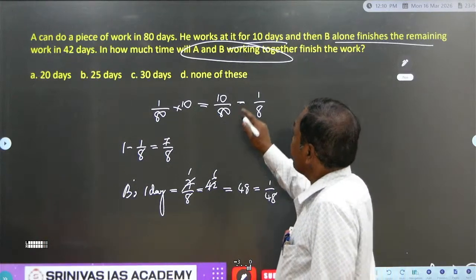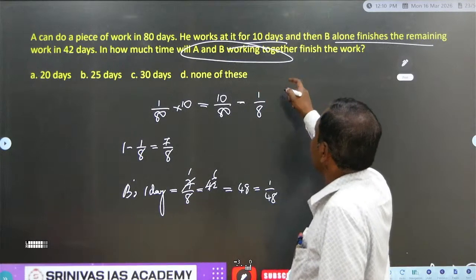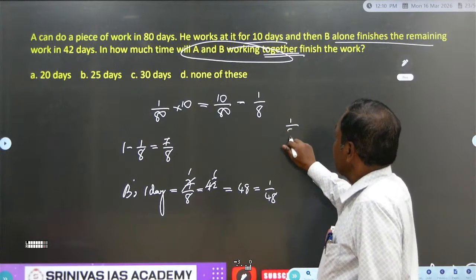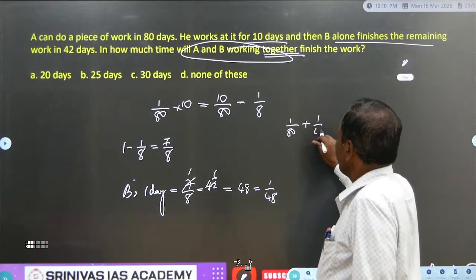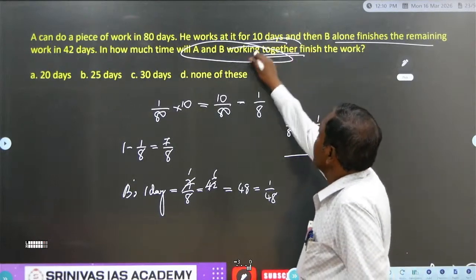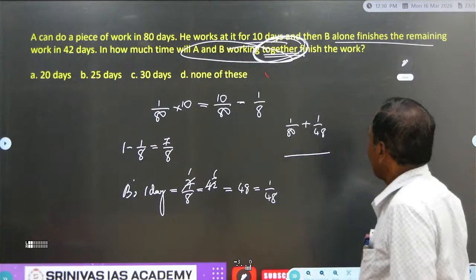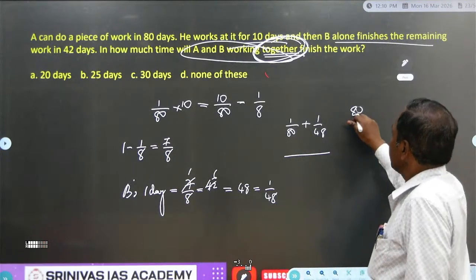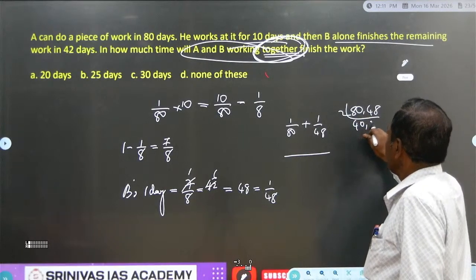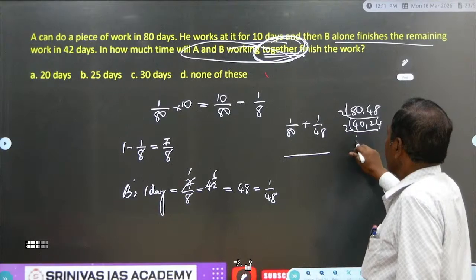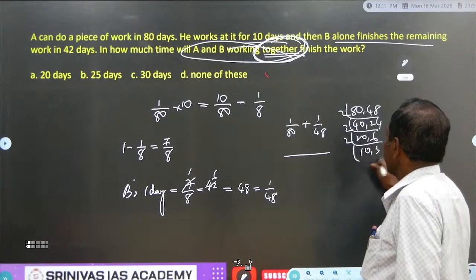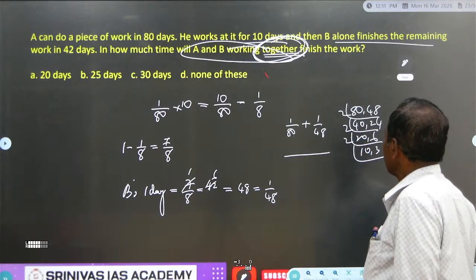But in how much time will A and B working together finish the work? Together means 1/80 plus 1/48. Now the LCM is needed because of the together working. What is the LCM of 80 and 48? Both are even numbers: 2 into 80 is 40, 2 twenties, 2 tens, 2 fives.